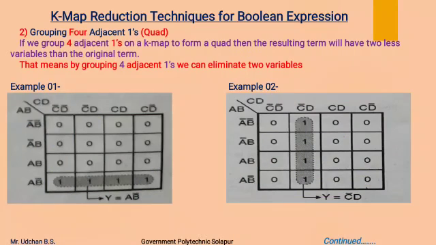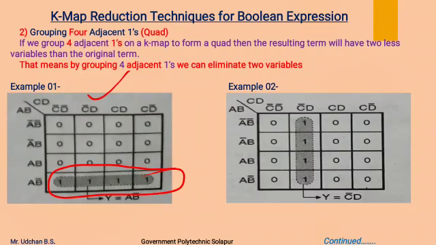Now we will see the next reduction technique, that is the quad method. In this we are going to form a group of 4 adjacent ones. By forming a quad, there will be 2 fewer variables in the term as compared to the original product terms. That means by grouping 4 adjacent ones we can eliminate 2 variables. Now we will take this example in which there are 4 ones and all the other cells contain zeros. As these 4 cells are adjacent to each other, we can form a group of 4 ones like this.